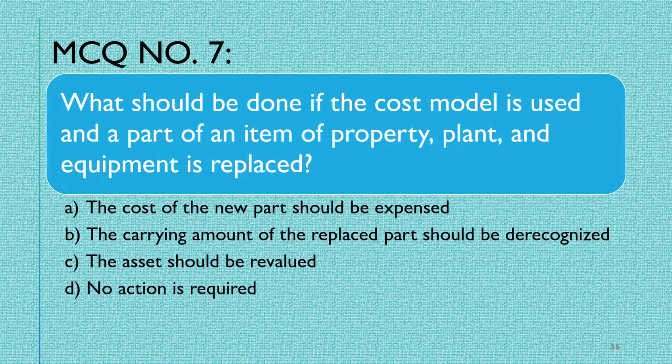Question number 7. What should be done if the cost model is used and a part of an item of property, plant, and equipment is replaced? Option A. The cost of the new part should be expensed. Option B. The carrying amount of the replaced part should be de-recognized. Option C. The asset should be revalued. And option D. No action is required. And the correct answer is option B. The carrying amount of the replaced part should be de-recognized.